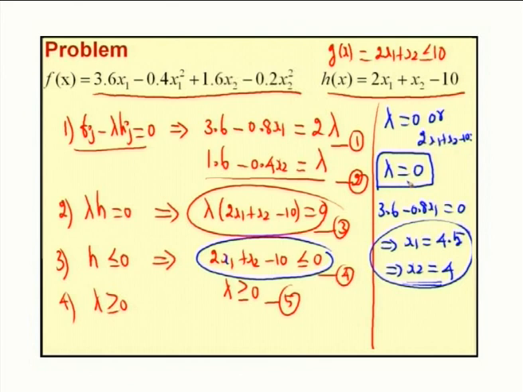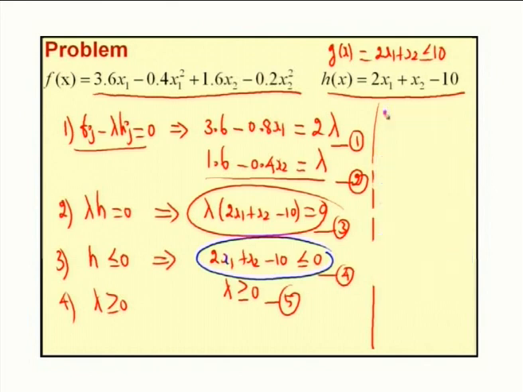Now, for the case lambda equal to 0, we got the value of x1, x2 as 4.5 and 4. For this value, equation 4 is not satisfied. Therefore, we cannot get the optimum solution for the given nonlinear programming problem for the case lambda equal to 0. Now, we consider the other case: 2x1 plus x2 minus 10 equal to 0.